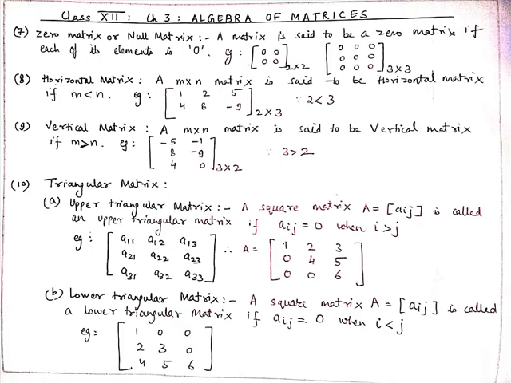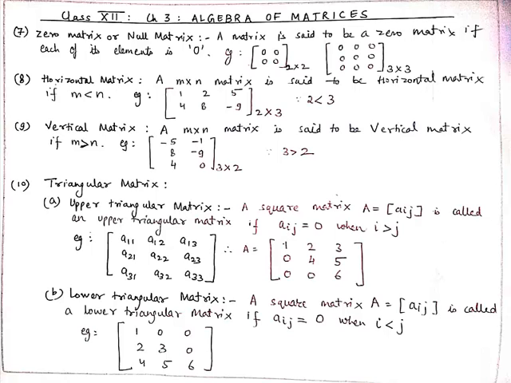Now next is the horizontal matrix. A m cross n order matrix is said to be horizontal where m is always less than n. Here m is the number of rows and n is the number of columns. Let's say in our example, the number of rows is 2 and the number of columns is 3. So here the number of columns is more than the number of rows. Therefore it is a horizontal matrix.